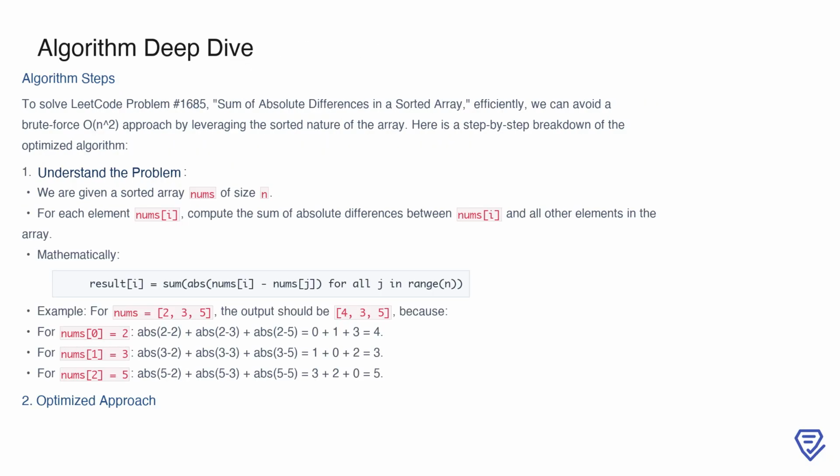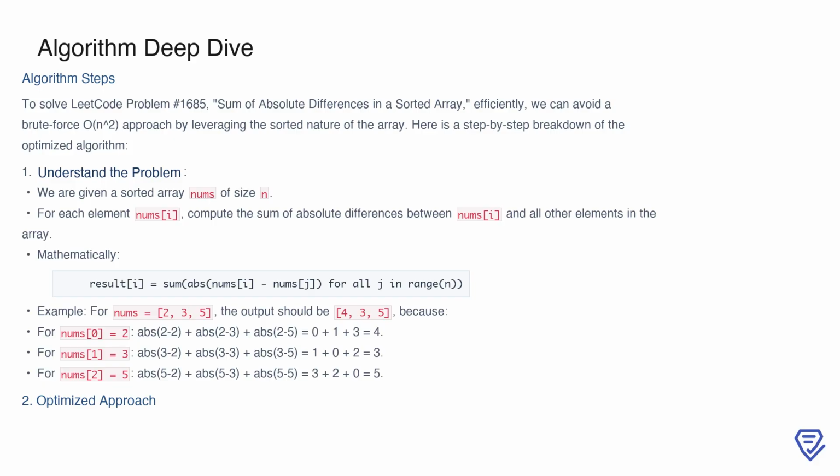To solve the problem, sum of absolute differences in a sorted array, we need to efficiently compute the sum of absolute differences for each element in a sorted array. Instead of using a brute force approach, which would have a time complexity of O(n²), we can leverage the sorted property of the array to optimize the process.